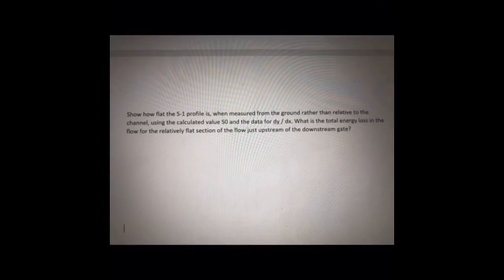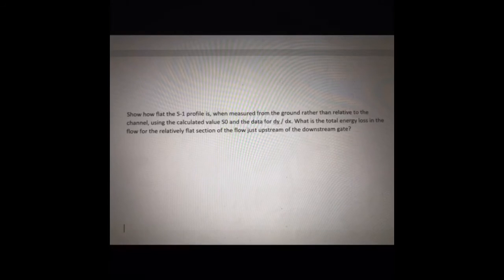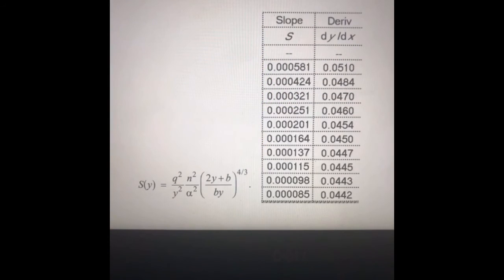The next question asked me to show how flat the S1 profile is when measured from the ground, and then to also show the total energy lost in the flow just before the downstream gate. As you can see in the table presented here, it is clear that the S1 profile for the water has a steeper slope when measured from the channel height versus the ground height. The dy/dx values are just much larger than any of the values for the slope, and using a value of y equals 0.19 meters, the total energy lost just upstream of the downstream gate was calculated to be 7.93 times 10 to the negative 5th joules.